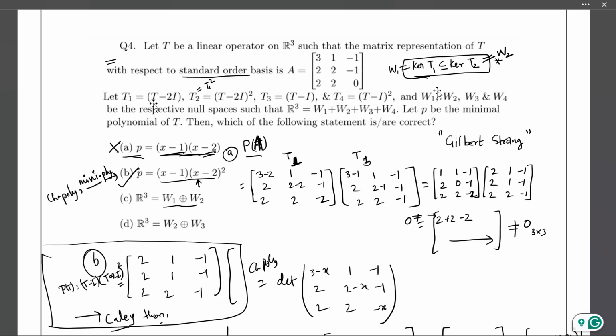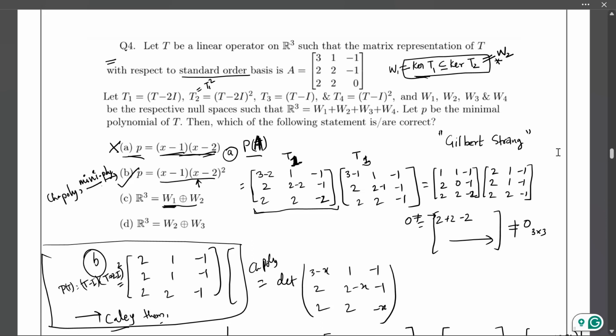That is important because this matrix, T minus 2I, written here for T1, is a non-zero matrix, and it is not invertible because 2 is an eigenvalue. It is not invertible, so W1 is non-zero. There is something inside the kernel, some eigenvector corresponding to 2. Sir, how can we say that T minus 2I is not invertible? What is the theory behind this?